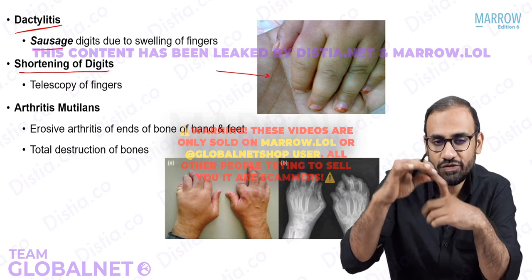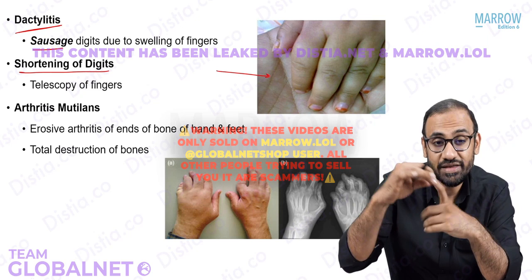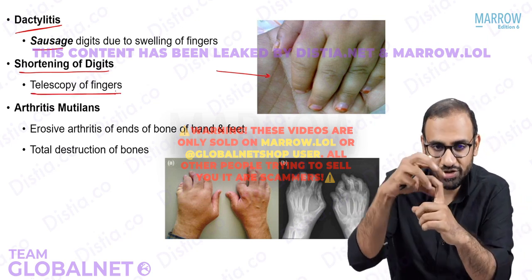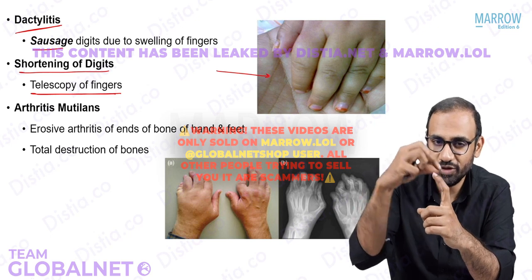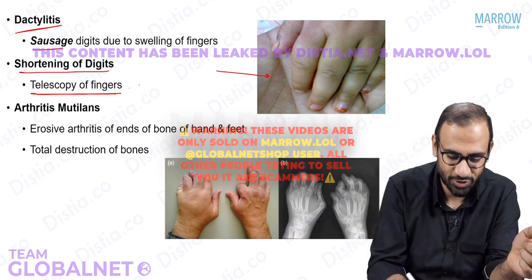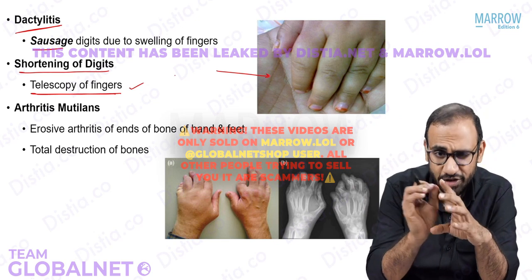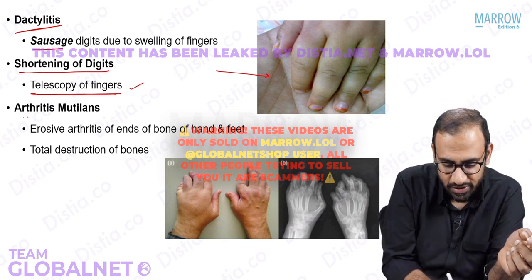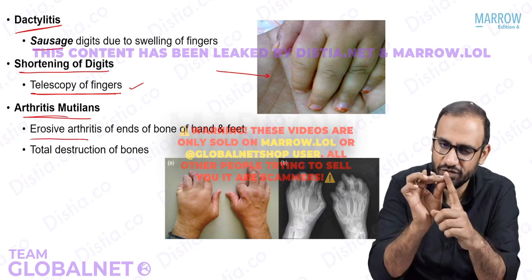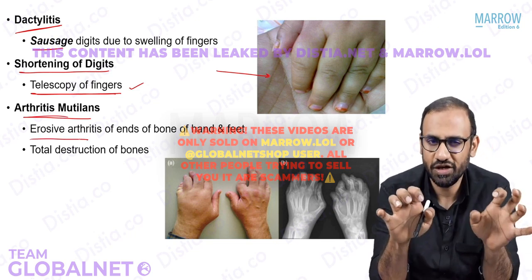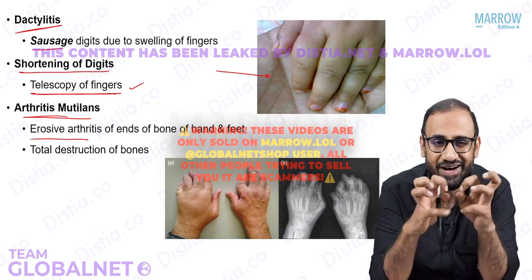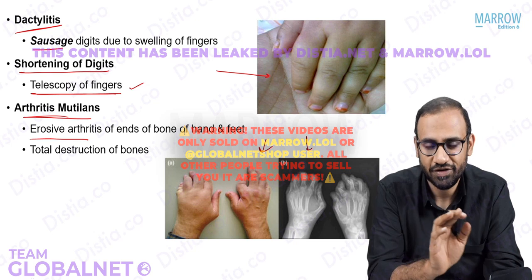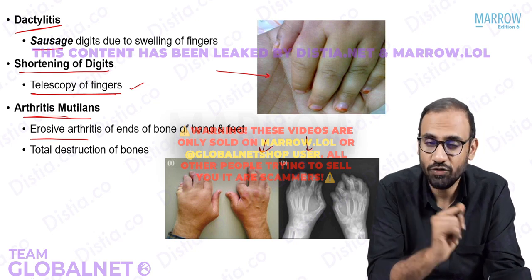And when you pull on the fingers, the finger will lengthen. This is known as telescopy of fingers. Okay, bones are destroyed, soft tissue is there. So what will happen? You can pull the soft tissue, that is known as telescopy of fingers. And destruction of the articular surface in the joints will lead to arthritis mutilans. It's an erosive arthritis of the ends of the bones, total destruction of the joints leading to arthritis mutilans, totally destroyed fingers.